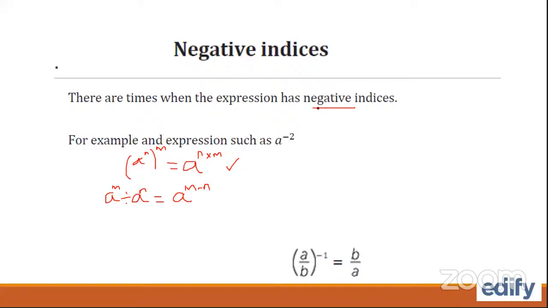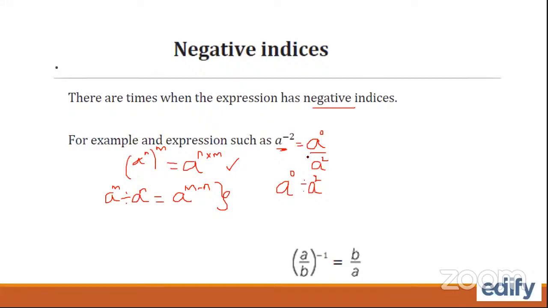Now, we are building on from here. From our second law of indices, it is what we are building on to solve this one here. So we know that when you have a to the power negative 2, this is the same as saying a to the power 0 divided by a to the power 2. That is what we have.